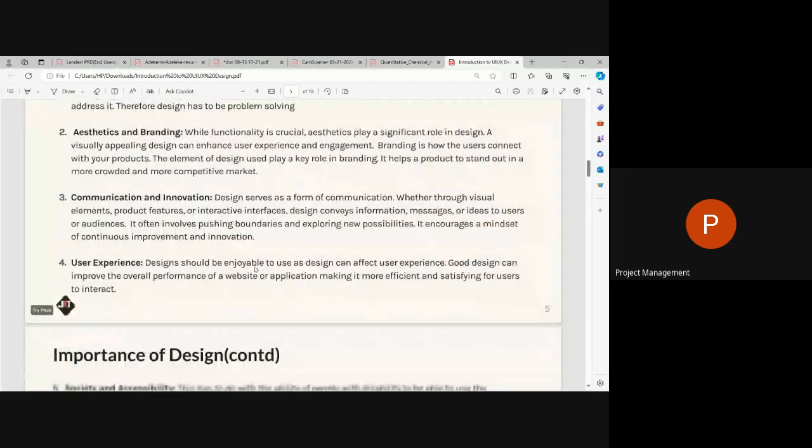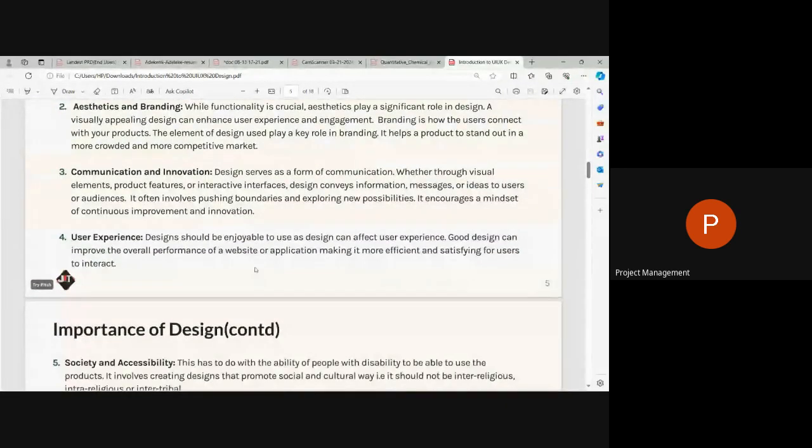Then the third one is communication and innovation. Your design has to serve as a means of communication. You have to be communicating the message through your design, and the way we communicate the message is the way your interface looks.